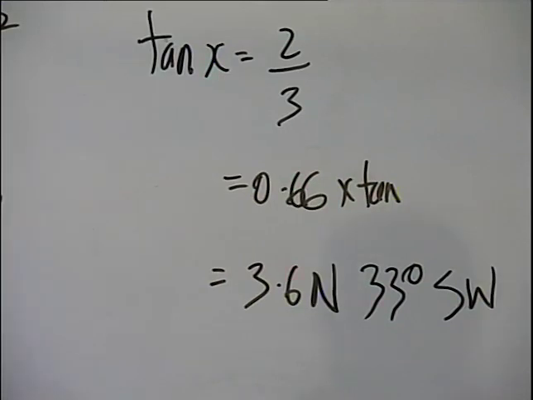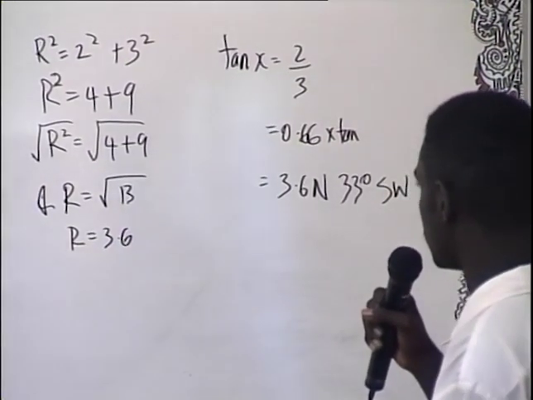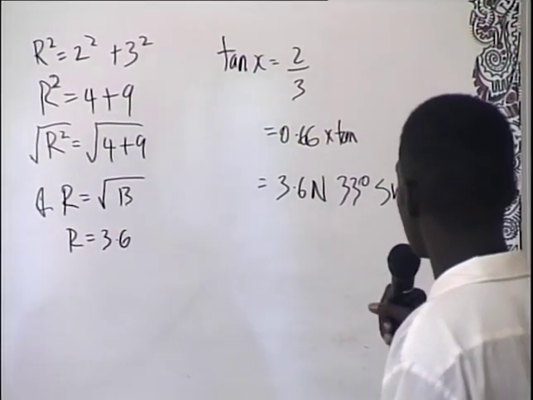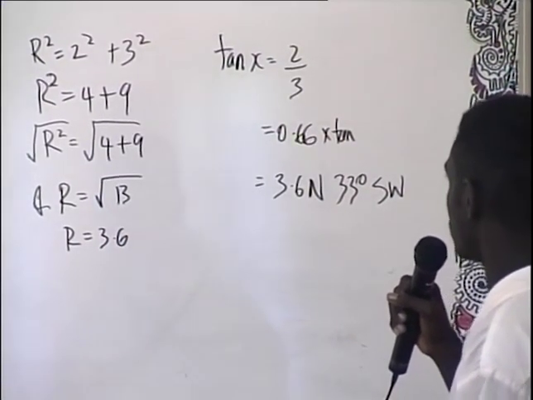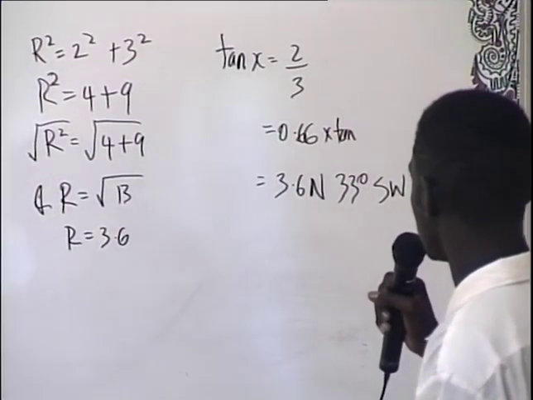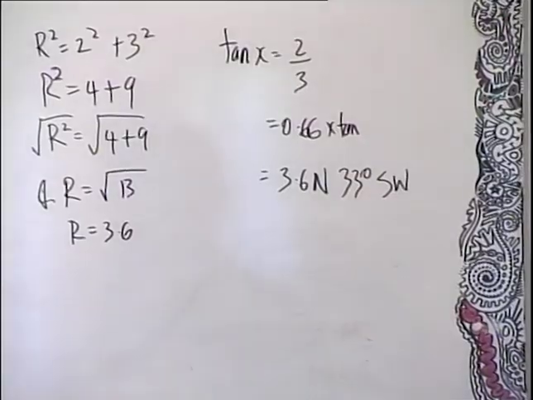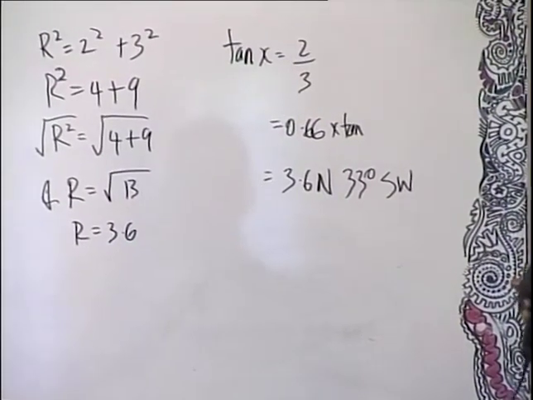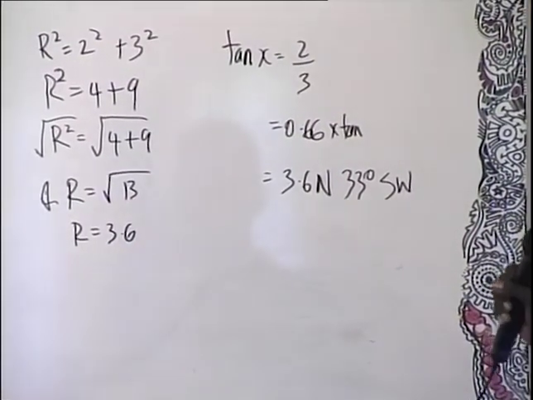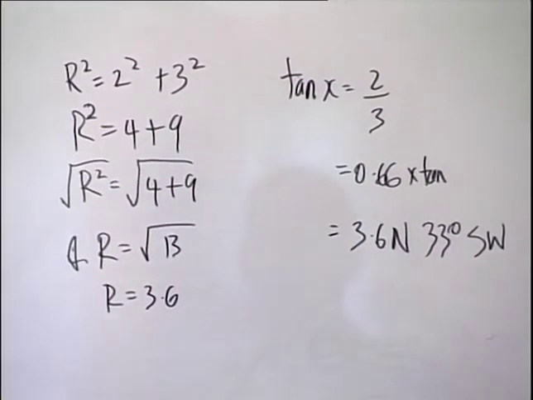Once again, to find the force, use Pythagoras theorem, and your answer will be 3.6 newtons. And then to find the direction that the force is moving in, you use tan, which is opposite over adjacent. Opposite is 2, adjacent is 3. You'll get your answer 0.66. Convert that using tan inverse, and then you get your answer 3.6 newtons, 33 degrees. It will be moving 30 degrees southwest.